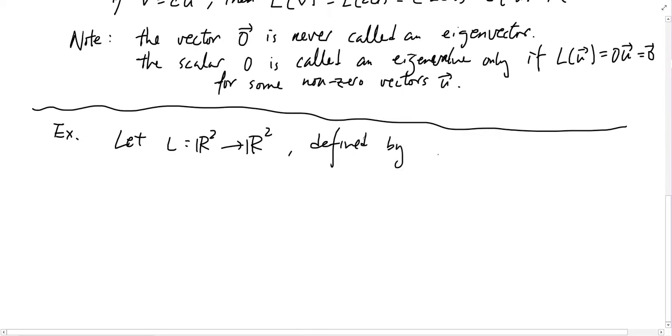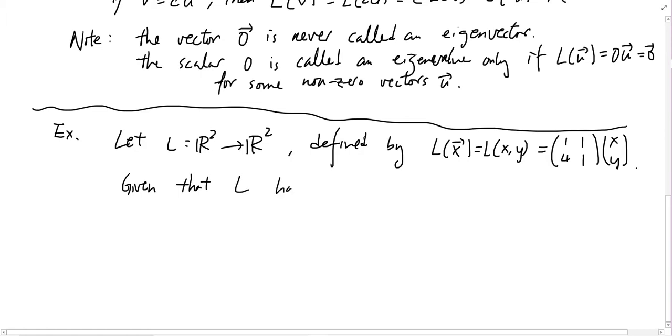Defined by the formula L of vector x, which is equal to L of (x, y), is equal to the matrix [1 1; 4 1] times (x, y). Let's say, given that L has 2 eigenvectors. Let's say they're (1, 2) and (1, -2). Now, we haven't figured out how to find the eigenvector yet. So let's assume that I gave you that.